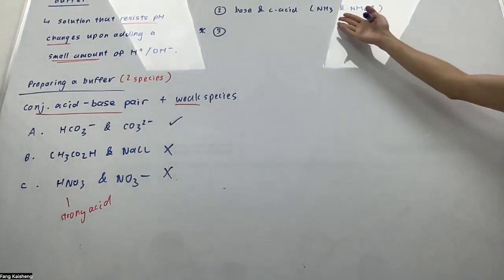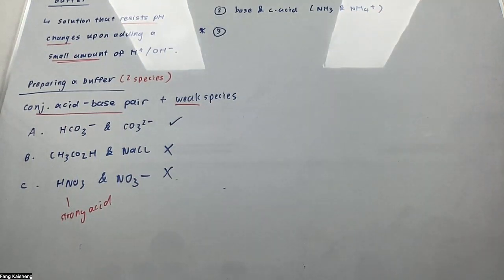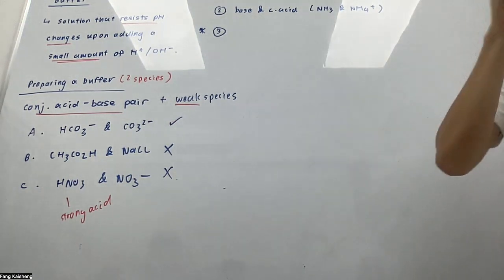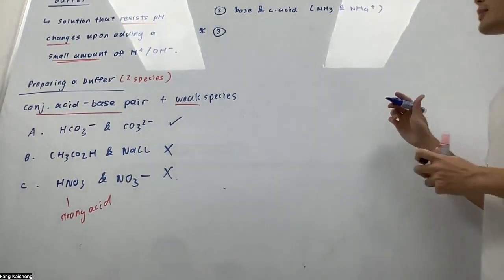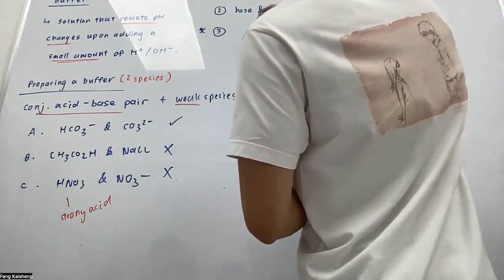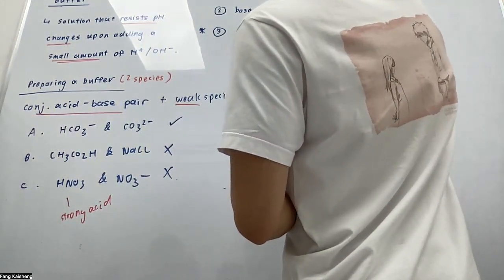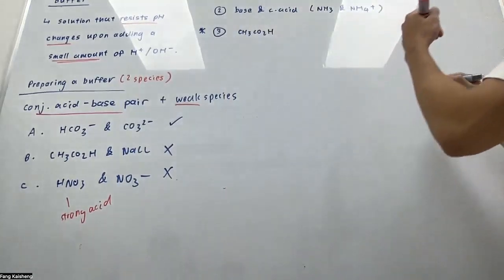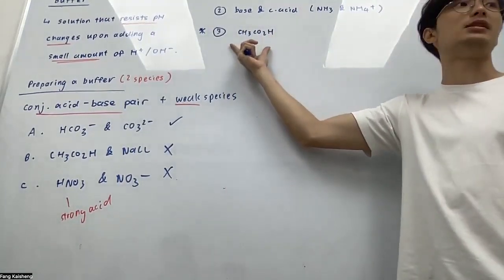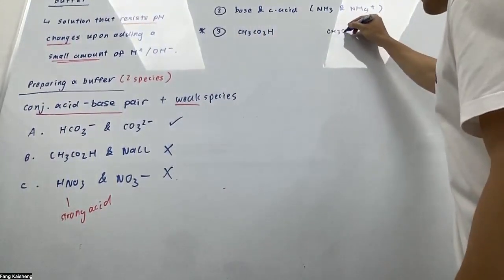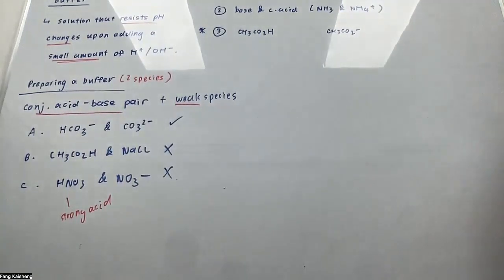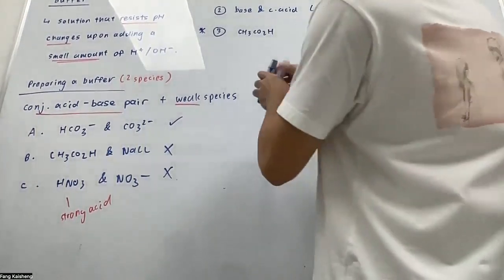Sometimes we have to generate the other species on the spot. So I repeat, sometimes you don't have access to both. You must react to form the other species in the reaction itself. What does that mean? Let's take a look. If I only have access to CH3CO2H, and I want to form a buffer with only this species, I also need its conjugate base to form the buffer, but I don't have it at my disposal currently. How do you generate it? I only have acid.